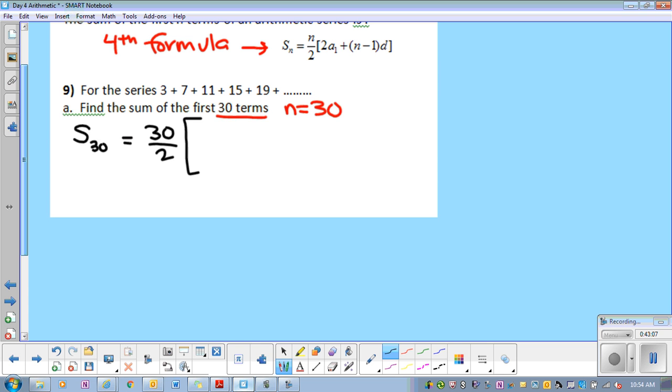And then I have 2 times a sub 1. What's a sub 1 here in this list? What's the first number? Guys, you know I'm looking at this list. So a sub 1 equals 3. What is d anyway? What's 19 minus 15? 4. 15 minus 11? 4. So it's still 4 and still 4. Okay, so d equals 4.